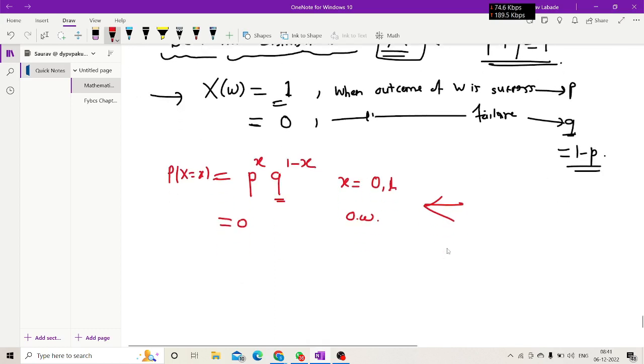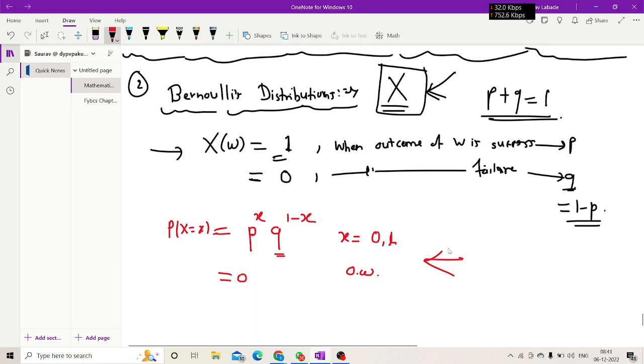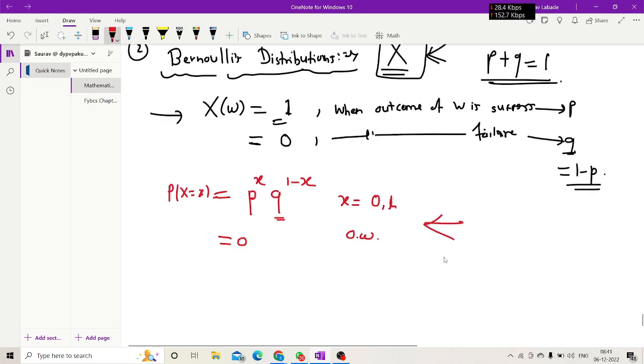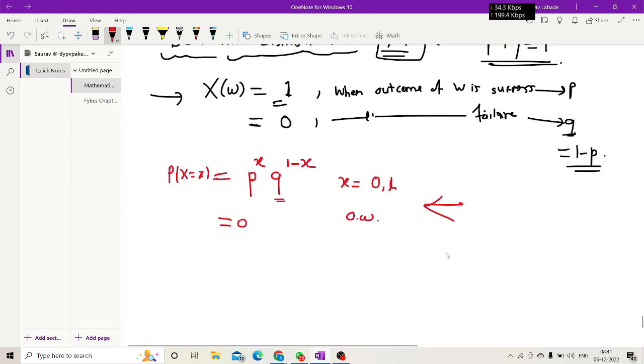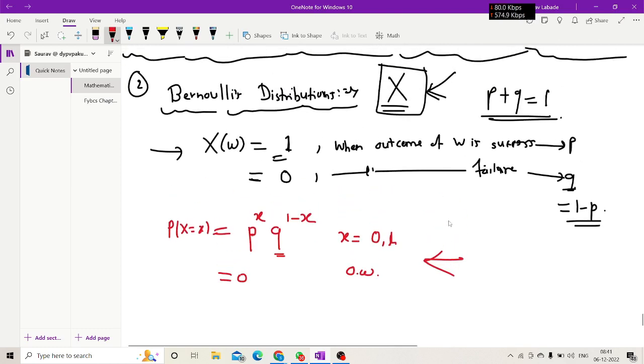Okay, now with this, I will directly tell you what the binomial distribution is. Here we are taking only one Bernoulli trial, success or failure. But when I have n Bernoulli trials, here there is only one Bernoulli trial.